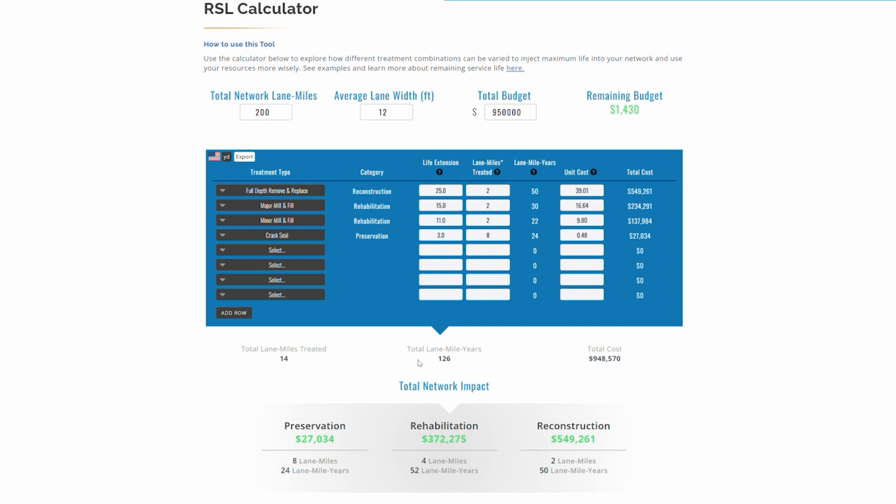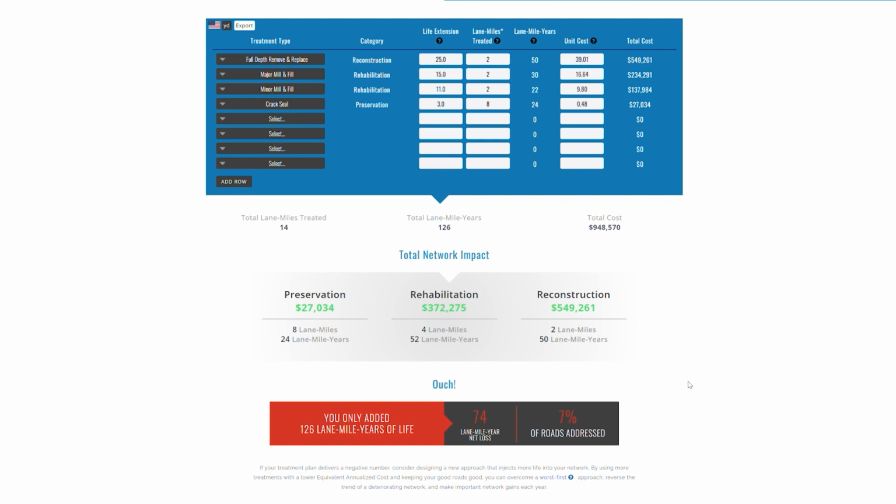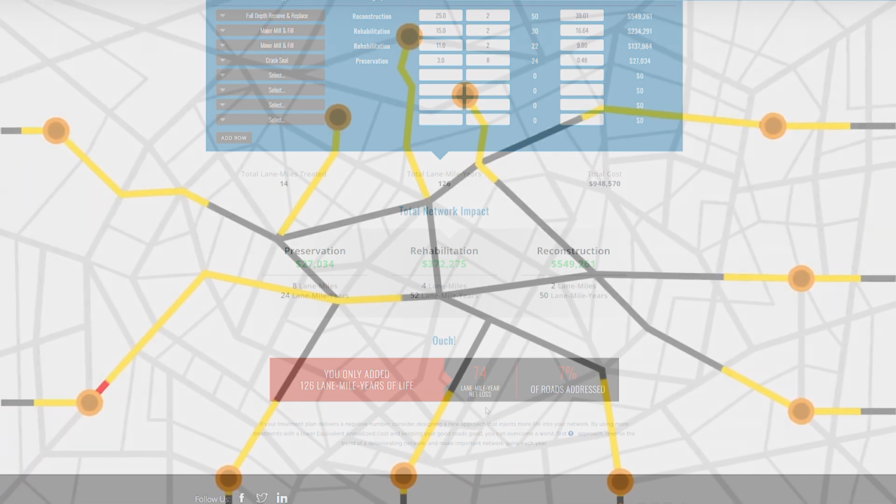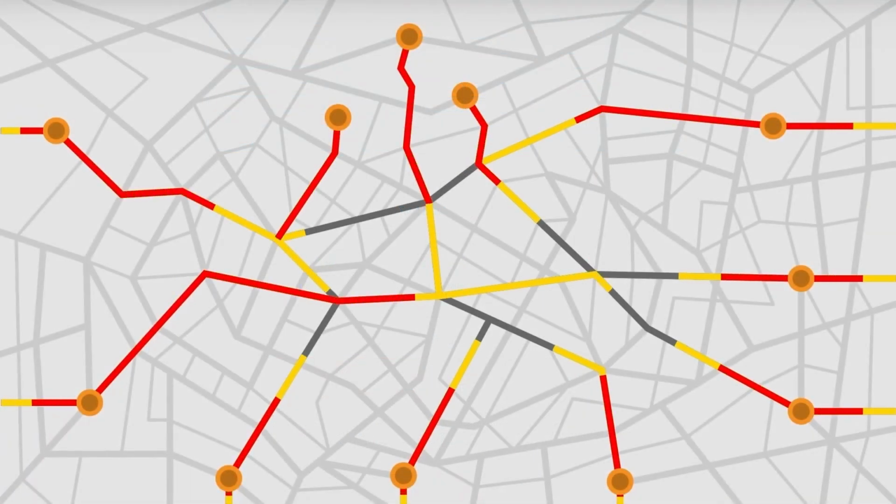After accounting for the added service life of each treatment, I'm contributing 126 lane mile years to the life of my roads. Unfortunately, this doesn't quite add up. My network of 200 lane miles is still deteriorating faster than I'm able to intervene with this program. I'm left with a deficit of 74 lane mile years. If I continue performing annual treatment plans that end in a deficit, my network is destined to deteriorate faster and could get farther and farther from network gains in the future.